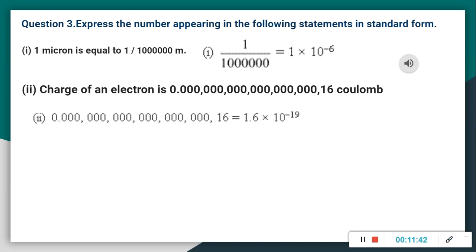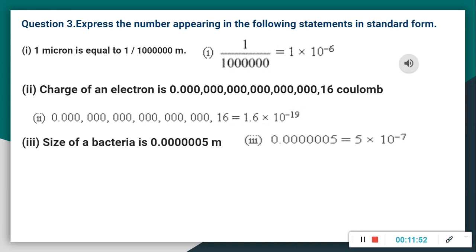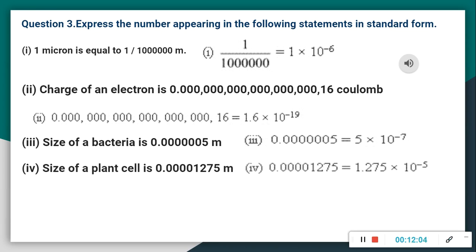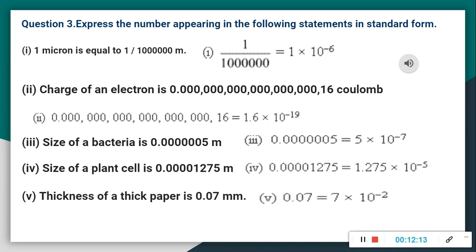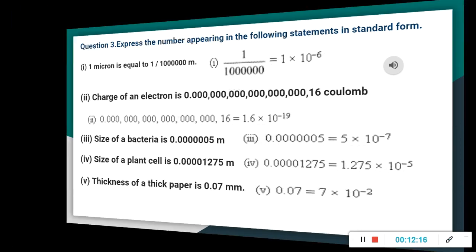You count the zeros. Third one, size of a bacteria is 0.0000005 meter. So how could we write 5 into 10 raised to minus 7? Now fourth one, size of a plant cell is 0.00001275 meter. How could we write 1.275 into 10 raised to minus 5? Thickness of a thick paper is 0.07 millimeter. How could we write 7 into 10 raised to minus 2? Okay.